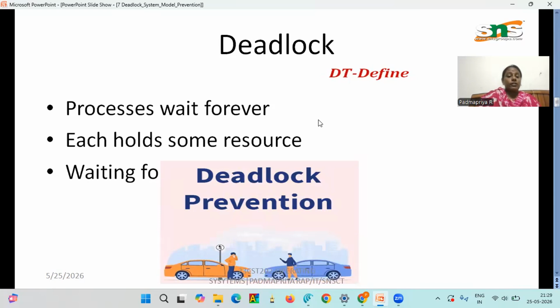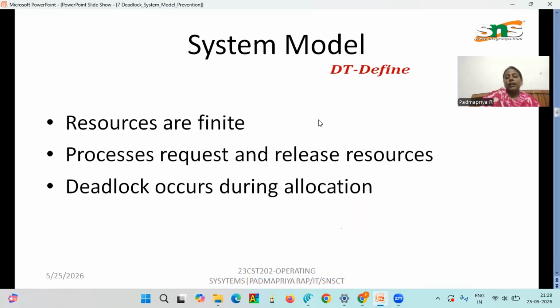So in deadlock, processes wait forever. When a cycle forms, the processes wait forever. Each holds some resources, and that deadlock prevents progress. And system model means each and every system has some kind of capacity. Based on that, we can maintain resources. We can't maintain the resources as infinite. So based on the system model, we maintain the resources as finite.